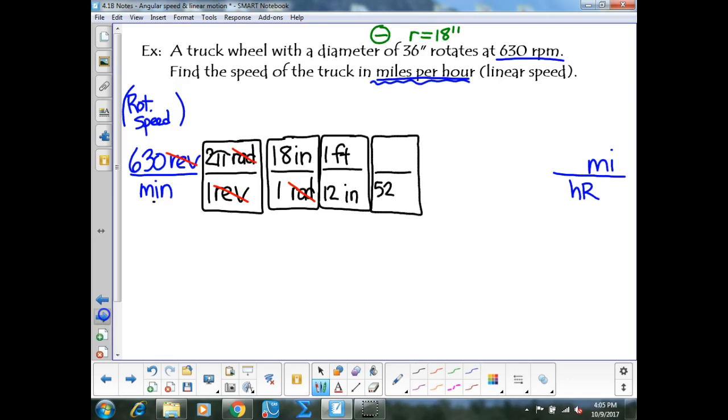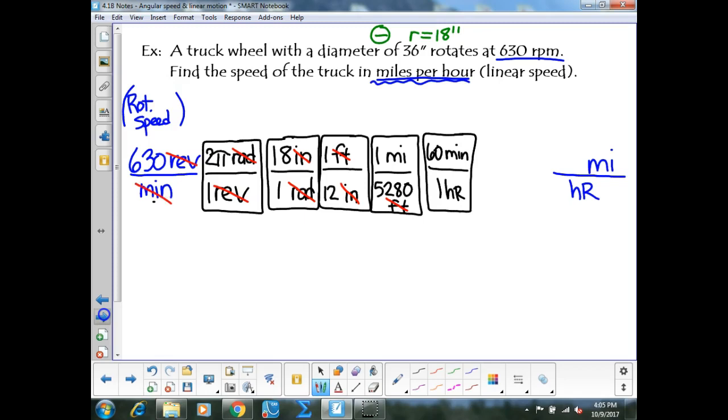And we want to get rid of feet, and we want that to be in miles. So 5,280 feet are in 1 mile. Cancel feet, cancel feet, cancel inches, cancel inches. This, if I stopped right now, would be my speed in miles per minute. But I don't want miles per minute, I want miles per hour. So let's do that final conversion, canceling minutes. 60 minutes in 1 hour.